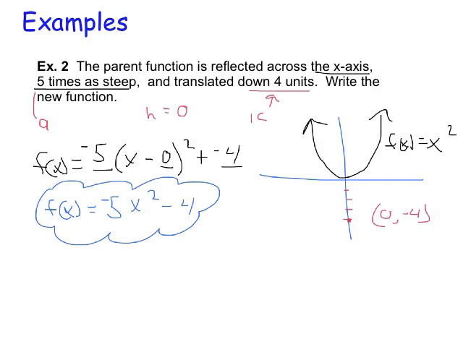Then it says what? Well, it says it's going to be fairly steep, and it's reflected across the x-axis, which means it opens down. So my parabola is going to be something like that. So it's shrunk in, it's steeper, okay? It's more narrow, and there we go.